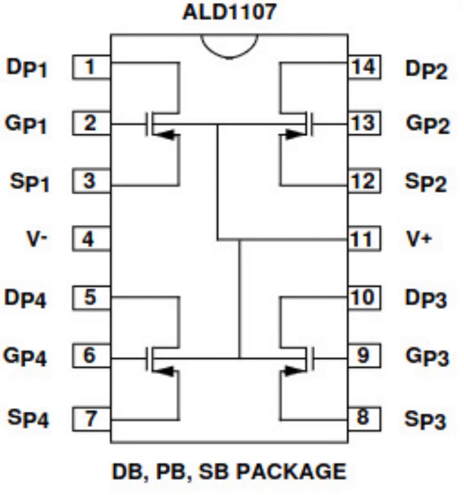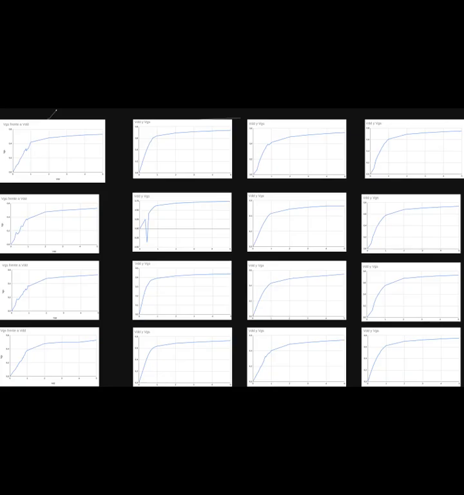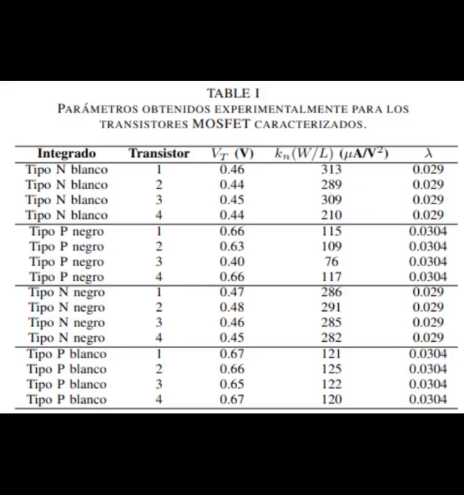Step by step. Now let's see how the amplifier works by analyzing each stage of the circuit. Step 1. Current mirror. The first stage of the amplifier is the current mirror, designed to provide an output current of approximately 16 microamperes. Before designing, the MOSFET transistors were experimentally characterized to obtain their electrical parameters, as shown in the picture. Throughout the project, the N black and P black ALD1106 and ALD1107 devices were used.